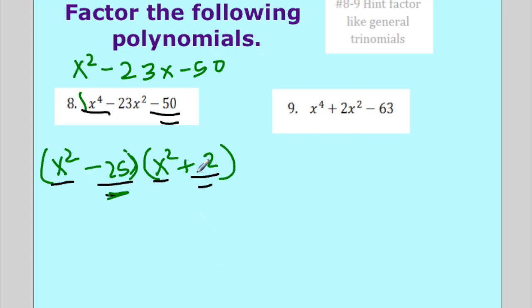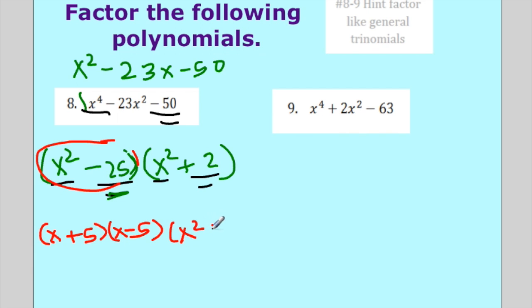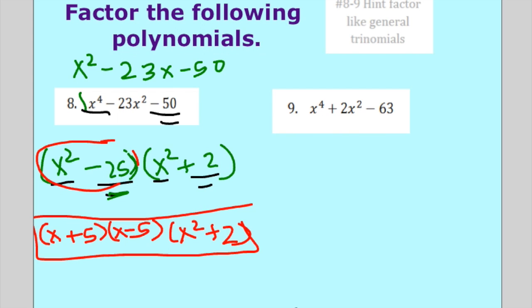However, I look at this one. This is our difference of perfect squares, so I need to break that down. I would say the square root of x squared minus 25 gives x plus 5 and x minus 5. The square root of 25 is 5. And I always have a plus and a minus, and I still need to write the extra piece, x squared plus 2. So there is my number 8 factored all the way. I would like for you to pause the video and try number 9 on your own.